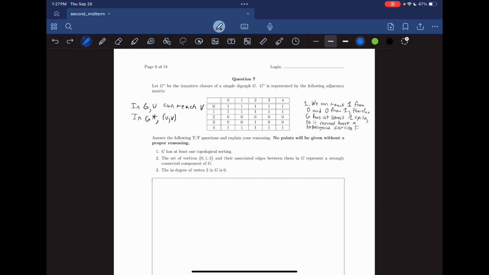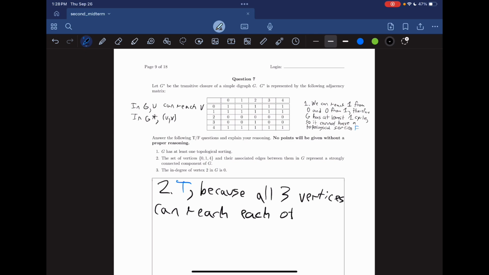So 2 is true because all three vertices can reach each other according to the G star adjacency matrix.